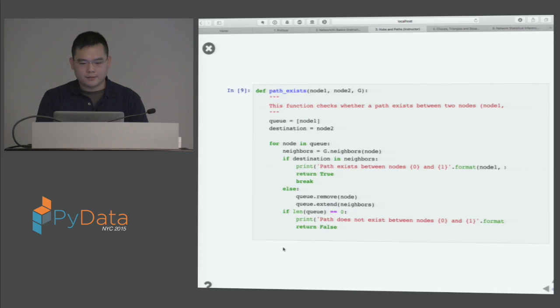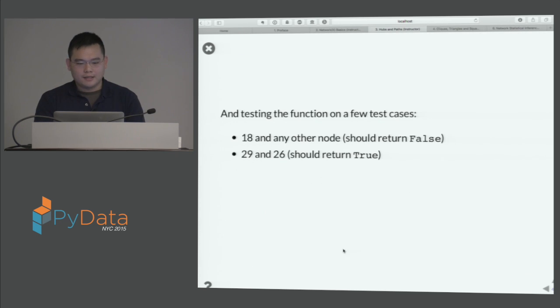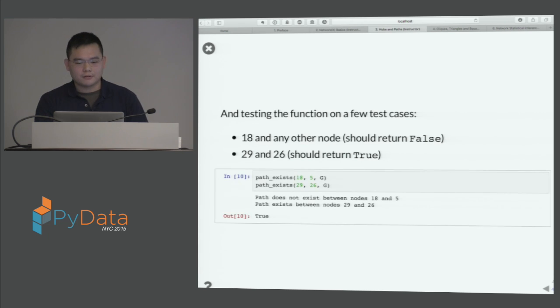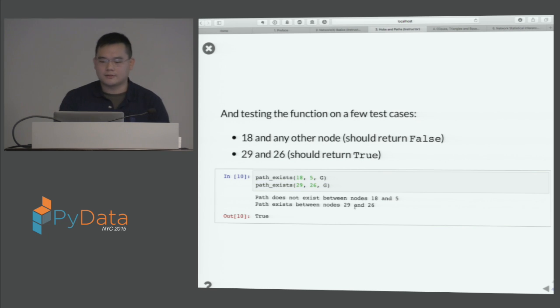So if you got something like this, great. This is a straight up implementation of the pseudocode. And if you run a few tests, like I was mentioning, tests are important for your code. You should be able to see that a path does not exist between 18 and 5 because they're not connected to anybody, and a path does exist between 29 and 26.